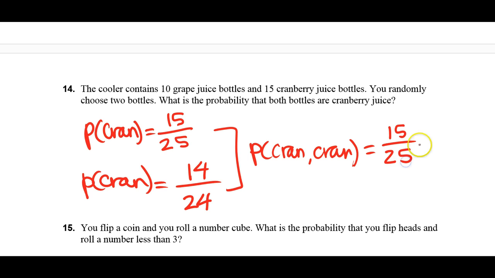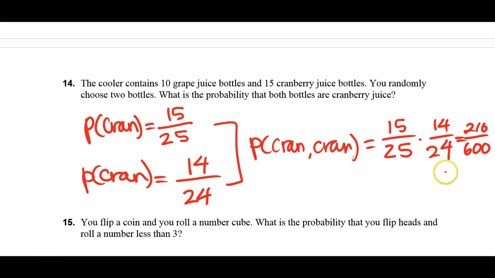So 15 over 25 times 14 over 24, and I do not have this one memorized. So 15 times 14 is 210. 25 times 24 is 600. And that simplifies to 7 over 20.